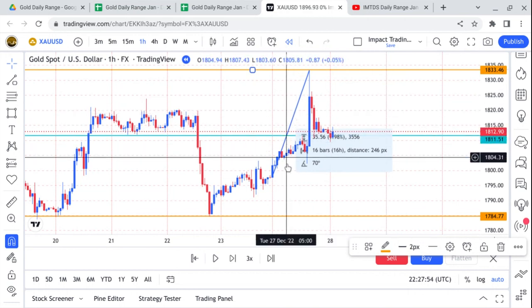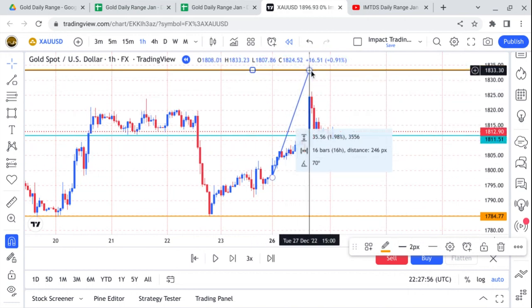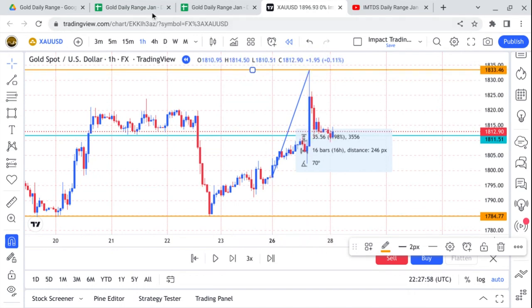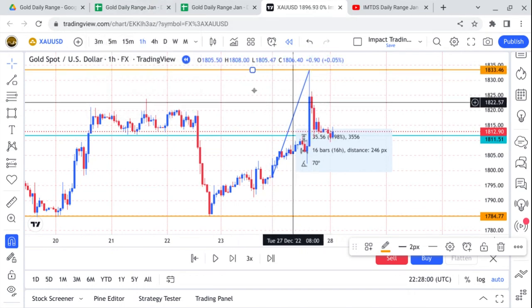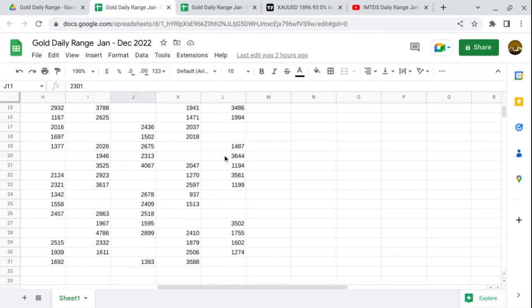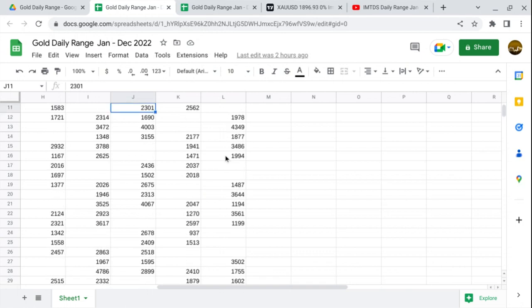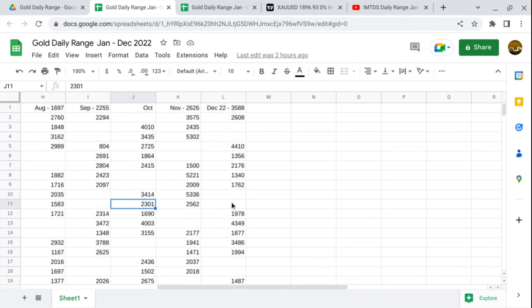So now we're thinking, well, we're not extreme. So let's go look at our data, and we're doing December 27th. So on December 27th, this is the month of December.